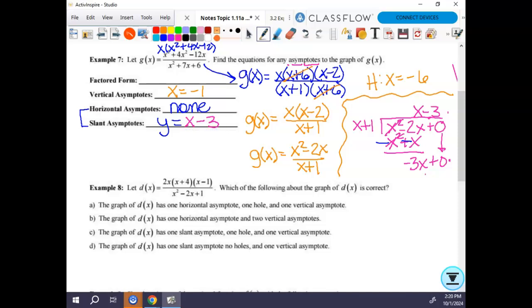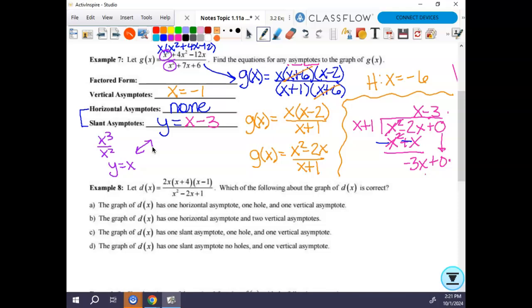Again, if all I cared about was what's the end behavior here, then I could take these two terms and take x cubed over x squared, and I would get y equals x. Not the equation of the slant asymptote, but it would have the same slope, which would tell me about my end behavior. Okay? We good with that? What questions you got?